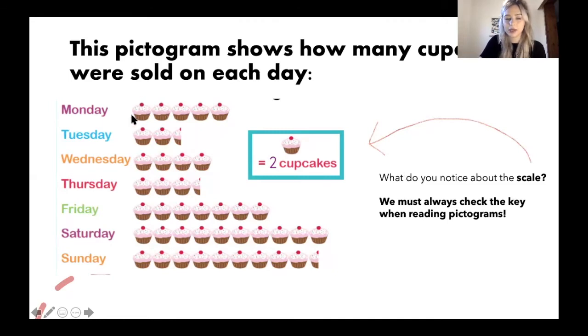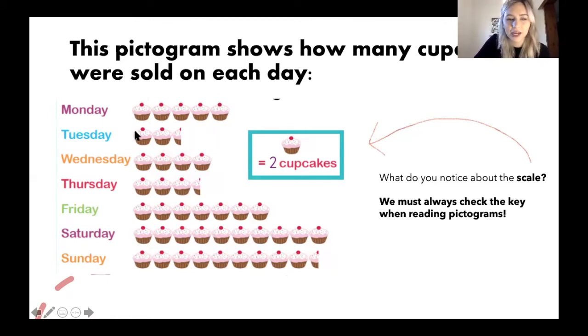Okay, so this cupcake here on Monday, that is worth 2. This is why it's really helpful to know our 2 times table so that we can now count up and see how many cupcakes were sold on Monday, for example. Let's do that together. 2, 4, 6, 8, 10. On Monday, 10 cupcakes were sold because one picture of this cupcake means 2 cupcakes.